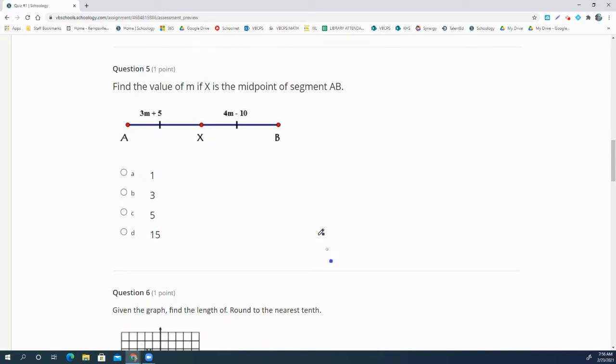How do I set up number 5 if X is the midpoint? We're going to set those guys equal to each other. And we even have some congruent marks right here to help us out, right? If X is the midpoint, then AX equals XB. So you set those two expressions equal to each other, and it says find the value of M. Once you solve that equation, you're done. That answer is your final answer.